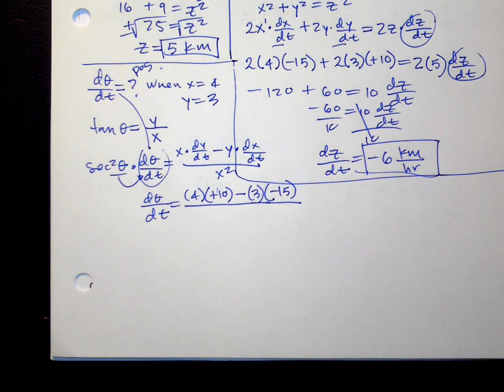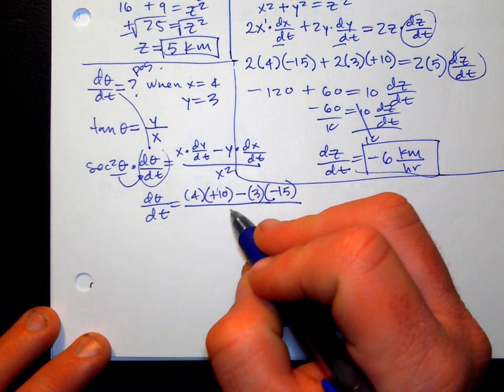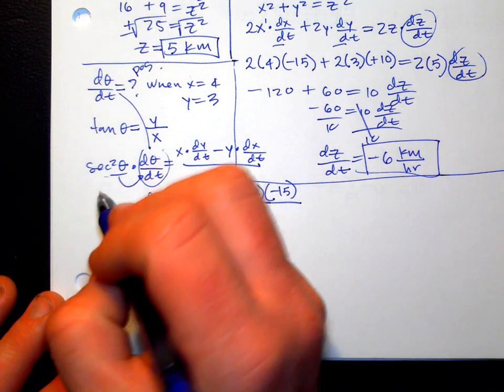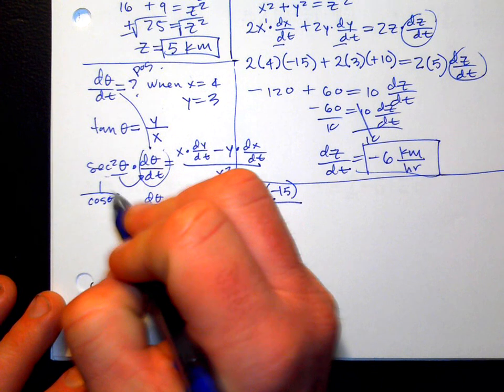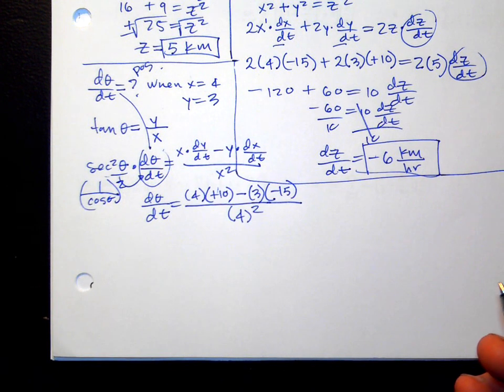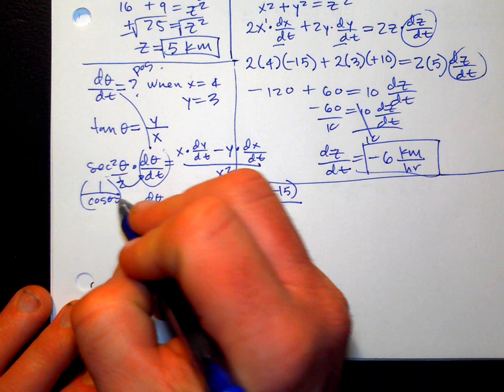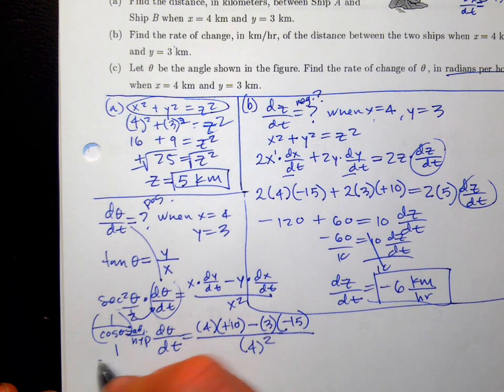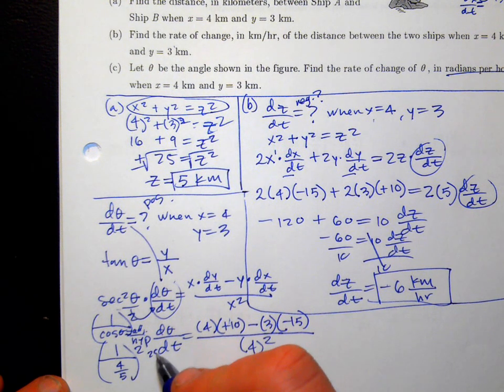So if you don't get one, maybe you'll catch your little mistake. All over x squared, which is 4 squared. Now, secant theta, I would think of as 1 over cosine theta squared. We don't have theta, but cosine theta is adjacent over hypotenuse in a right triangle. And we have the right triangle that goes with theta. So it's going to be 4 over 5. So this is going to be 1 over 4 over 5 squared, which is going to give you 25 over 16. So 25 over 16 is in front here.